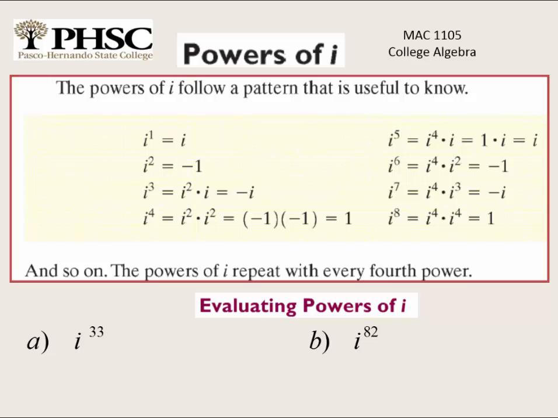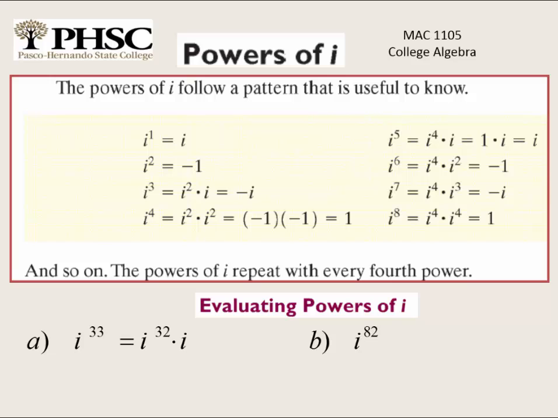So here we're going to talk about the powers of i. There's a pattern here. i to the first power is i, i squared is negative 1, i to the third is negative i, i to the fourth is 1, and then i to the fifth is i, i to the sixth is negative 1, i to the seventh is negative i, and i to the eighth is 1. So you can see that there's a pattern. The powers of i repeat with every fourth power.